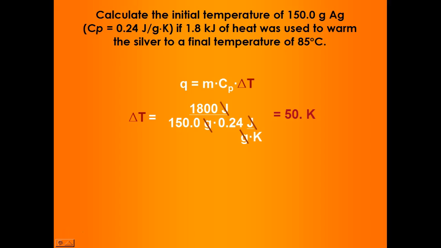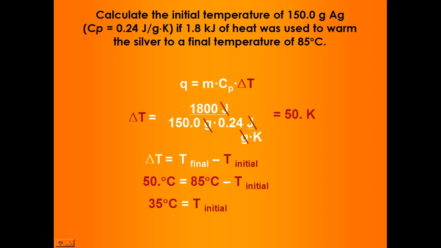I need 2 sig figs, so I got that to be 50 Kelvin. Again, this is a difference, so whether it's 50 Kelvin or 50 degrees Celsius, it makes no difference. Because we measure temperature in Celsius, I switched it back to Celsius. I substituted in my final temperature of 85, and to isolate T initial, I subtracted 85 from both sides and solved for Ti, which gives me 35 degrees Celsius.